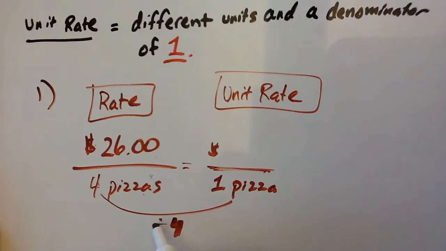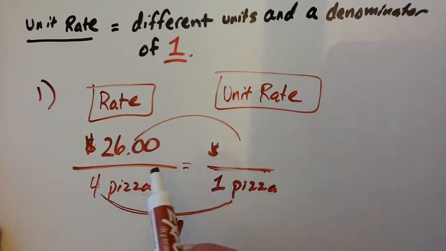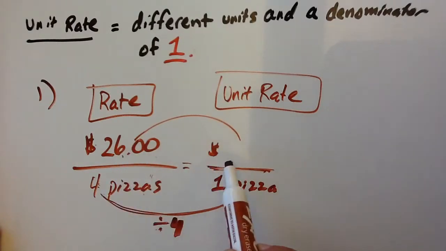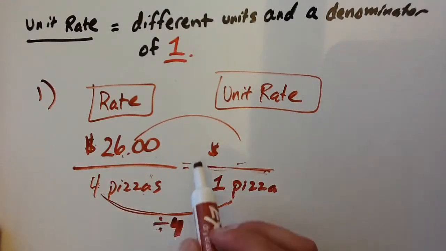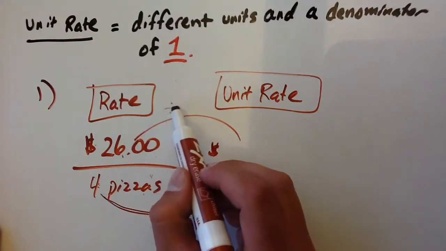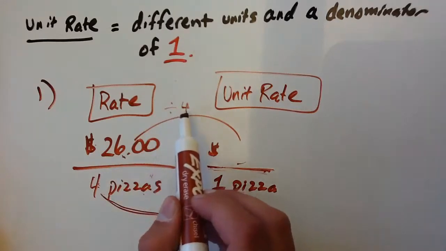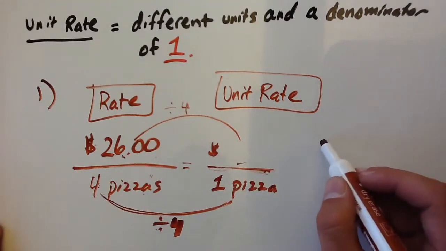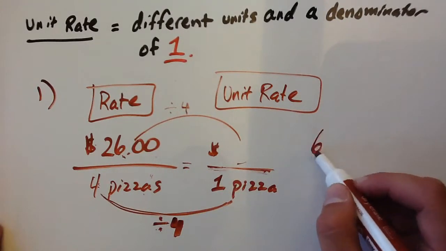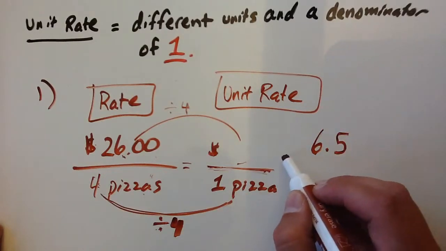Now, if I divide by 4 on the bottom, in the denominator, I must also divide by 4 in the numerator. So just like I drew this upside down rainbow, I'm going to draw a rainbow from $26 to this amount, which would be the unit price. So just like I divided by 4 on the bottom, I'm going to divide by 4 on the top. So 26 divided by 4, and if you put this in your calculator, it would give you 6.5.